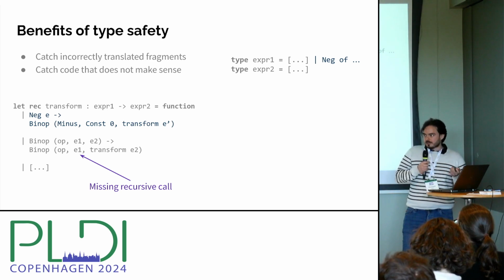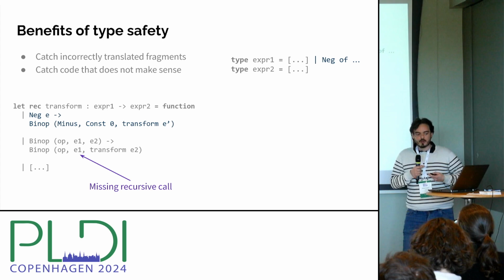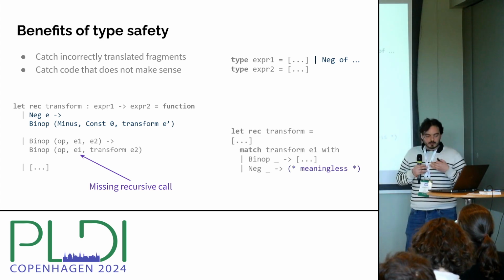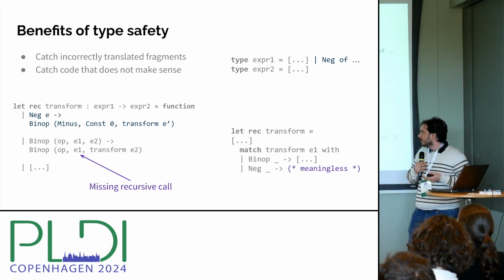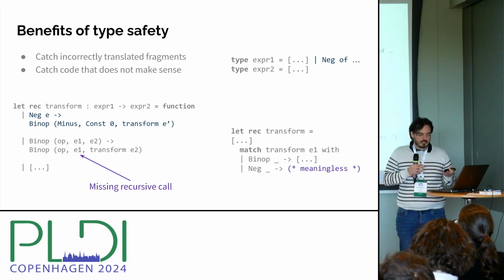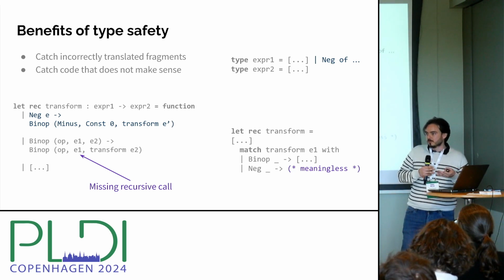And the other kind of bug, and not really a bug, but more a feature of the fact that we remove the node, is that after you call transform on E1, you know that you have to deal only with expr2, so you don't have to deal with neg at this point because it has been completely removed.